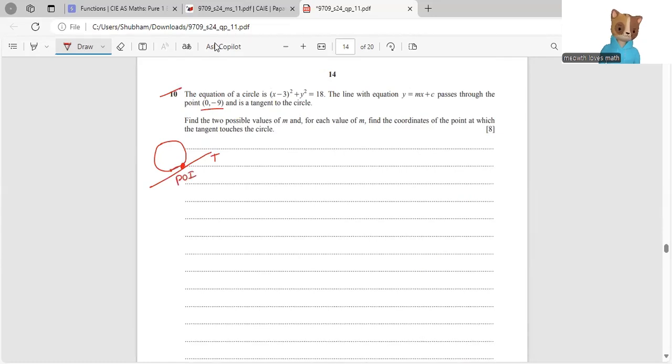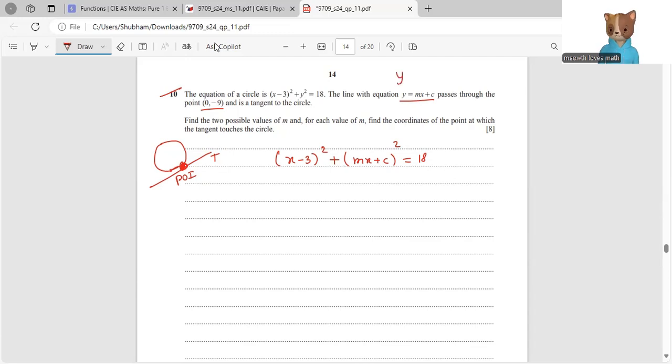And what do we mean by point of intersection? That means y values are same. So all I need to do is just substitute y values over here: (x − 3) whole square plus (y = mx + c) whole square equal to 18, right? This equation of the tangent satisfies the equation of the circle as well because it is touching at this point, right? Now, how to get this point c?